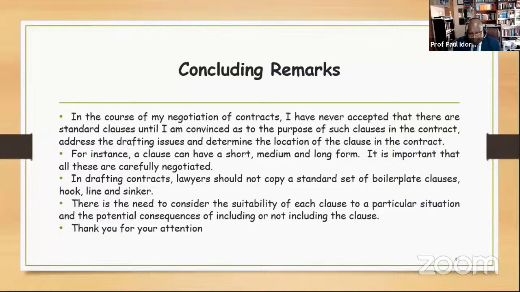Now, I still stress, no lawyer should accept a standard clause, whether it is called a standard clause, whether it is called lawyer's jargon, whether it is called a boilerplate. No lawyer should accept such clauses hook, line, and sinker. There's a need to consider the suitability of each clause to a particular situation and the potential consequences of including or not including the clause.